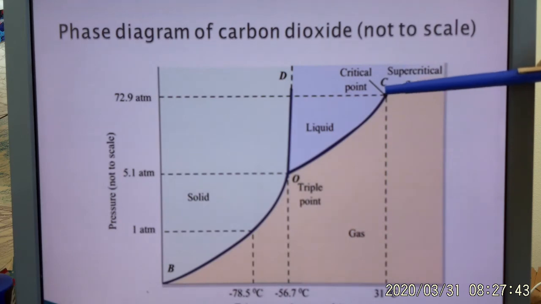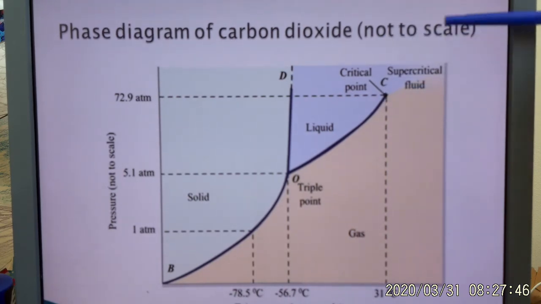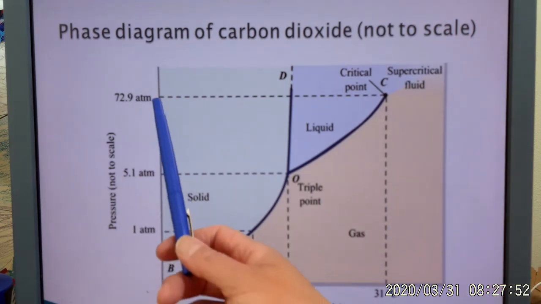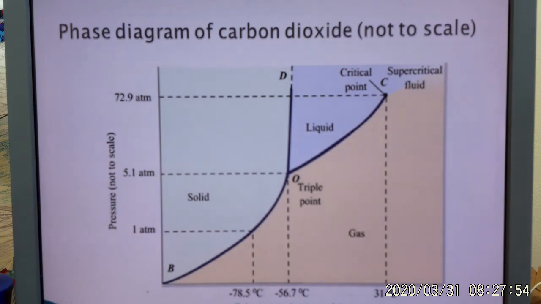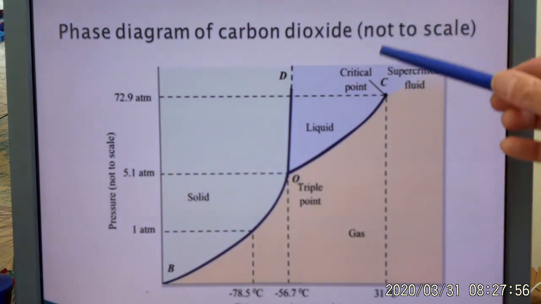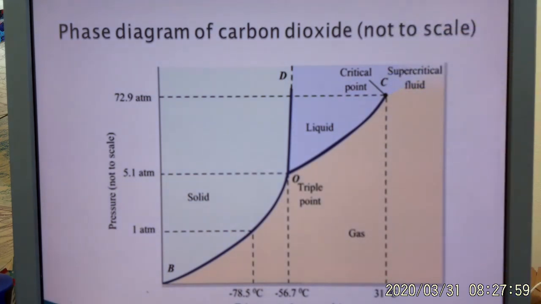And like I say, if this is my critical point, this is my supercritical fluid. Not a high temperature, that's only 31 degrees Celsius, but look at my pressure, 72.9 atmospheres. And over here, we can't distinguish between carbon dioxide as a gas or a liquid.